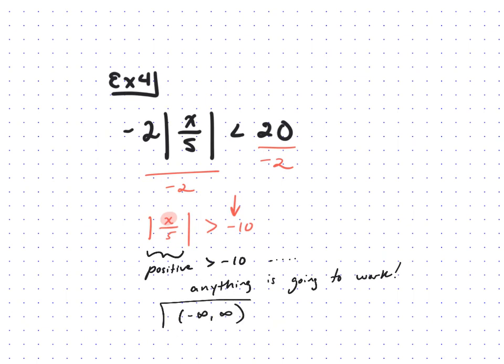Or you could put it in interval notation, -infinity to infinity. Or say all real numbers. So that's possible. So if you have greater than or equal to a negative, your answer is -infinity to infinity. Anything's going to work. Pick the weirdest thing. Pick pi. Pick whatever you want. It's going to work. So you have to do it a little more intuitively there.